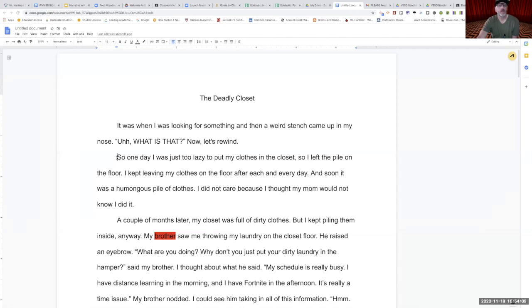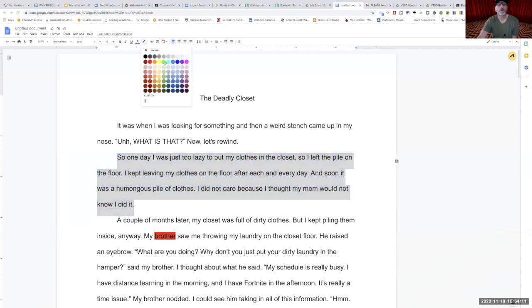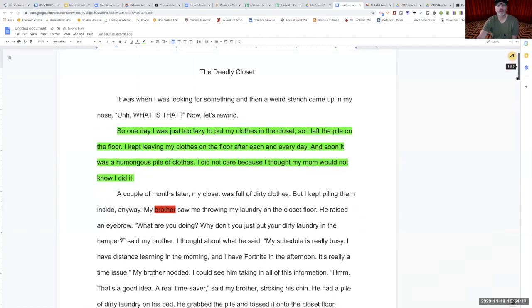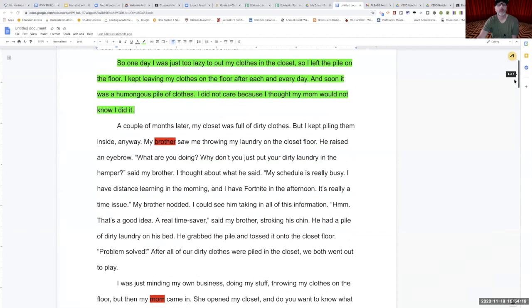So pretty much the author is walking us through that. I would say that is definitely what the author is thinking, so I'll go ahead and highlight that in green. A couple months later, my closet was full of dirty clothes, but I kept piling them inside anyway. So this is the author, and then of course we go.